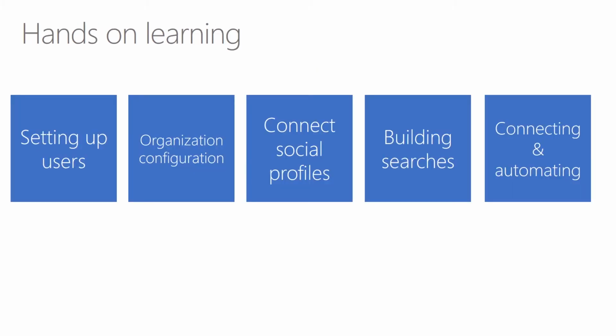And throughout all of this, we'll have some hands-on learning. We have some short, easy to follow steps for you to get your hands on actually using social engagement. I also suggest that as you're listening to this course and watching this course, you'll see me do several demonstrations. Maybe you could have a side-by-side where you're watching my demonstration and doing the steps in your own organization at the same time to get that hands-on learning in the context of your business needs. So our hands-on learning will be the setting up of the users, some configuration for your organization. We'll connect those social profiles and build some searches, and then we'll continue with connecting it to Dynamics and doing some automation.